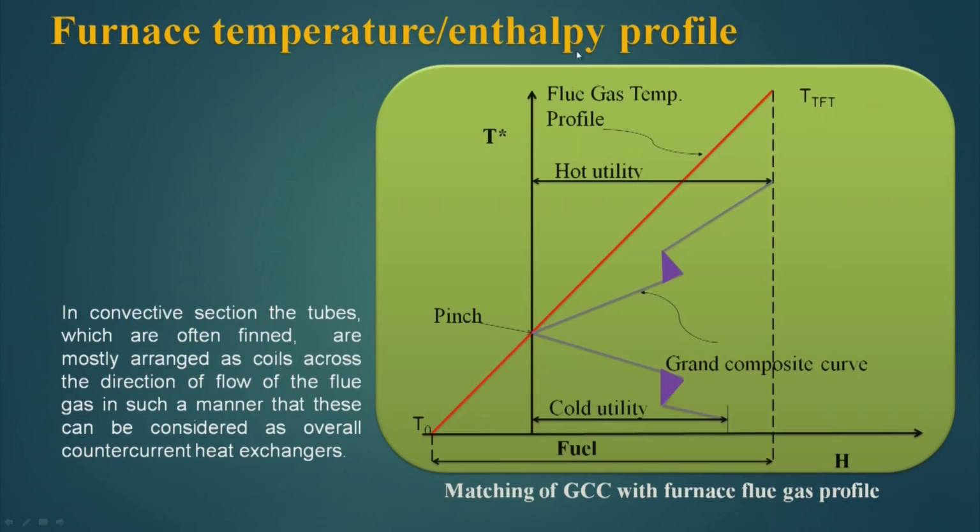So, here we see this is the hot gas temperature profile which is in the furnace. The highest temperature of the hot gas in the furnace is TFT, that is theoretical flame temperature. Then it comes down to a temperature of atmosphere. So, this is the loss, that is stack loss, and this is the amount of fuel in terms of enthalpy required to generate this curve.